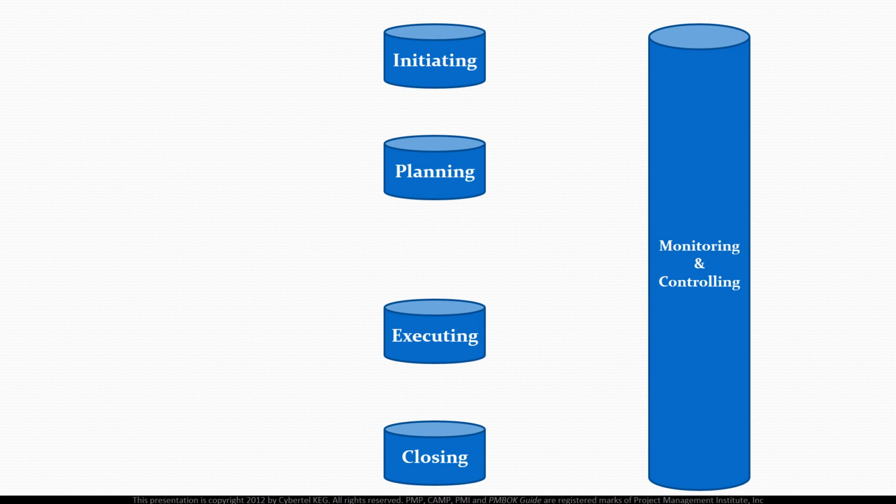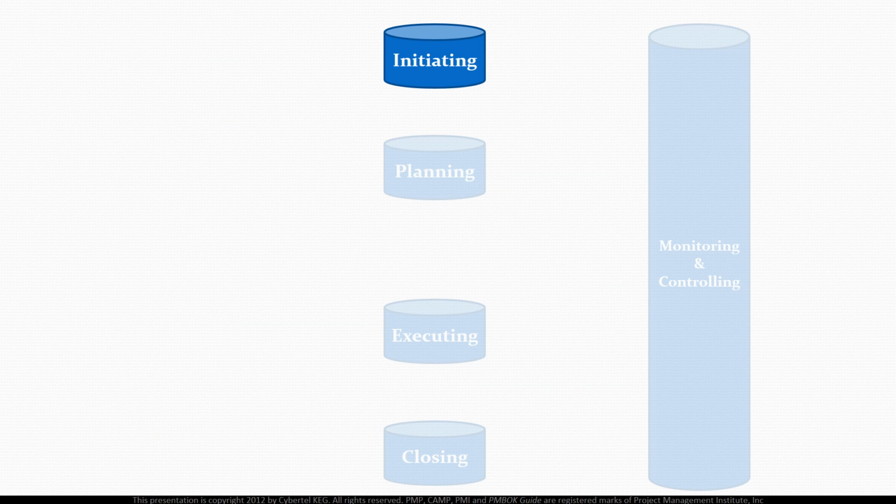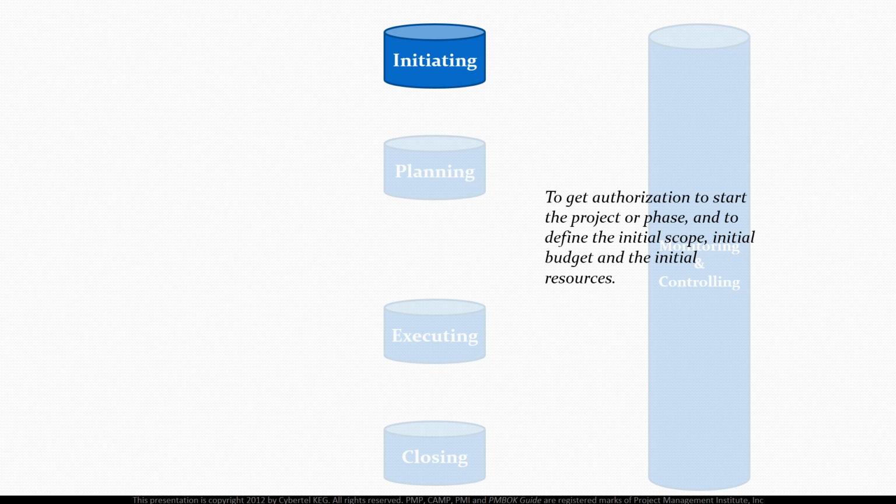Initiating process group. The initiating process group contains 2 processes, in which we should define a new project or a new phase in an existing project. The purpose of these initiating processes is to get authorization to start the project or phase, and to define the initial scope, initial budget, and the initial resources.